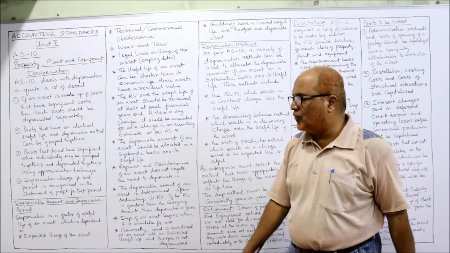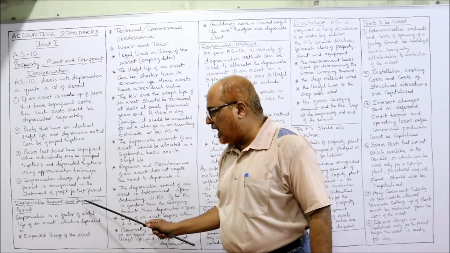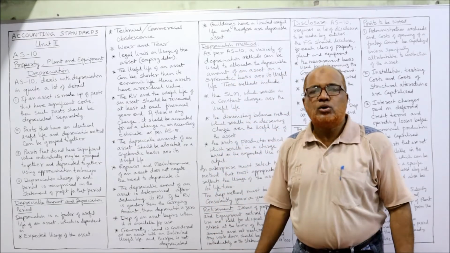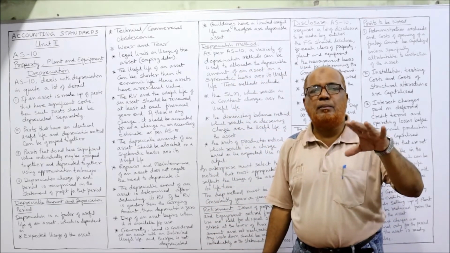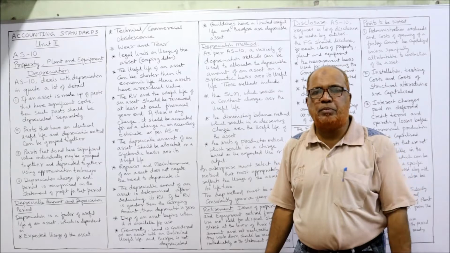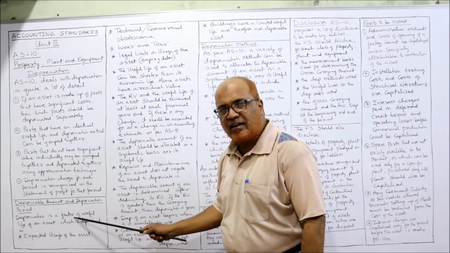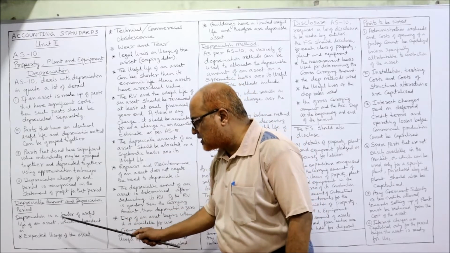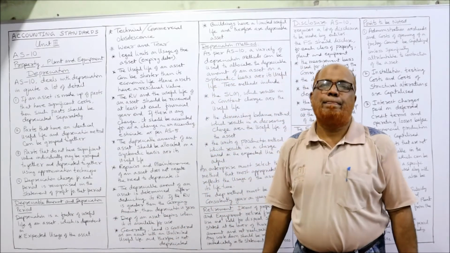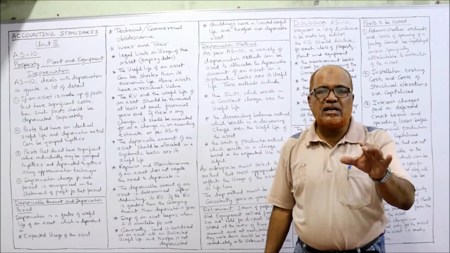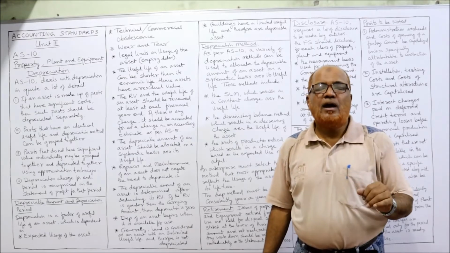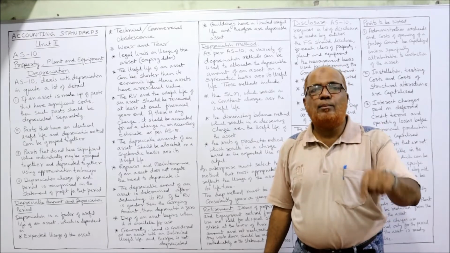Now further we will move to depreciable amount and depreciation period. So many provisions are given regarding depreciable amount and depreciation period. The first point given in AS10 is that depreciation is a function of the useful life of an asset, which depends on a number of factors.